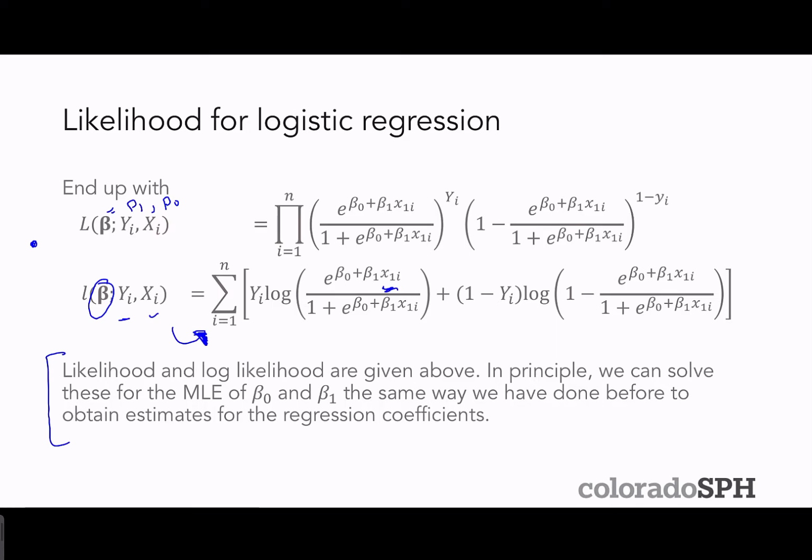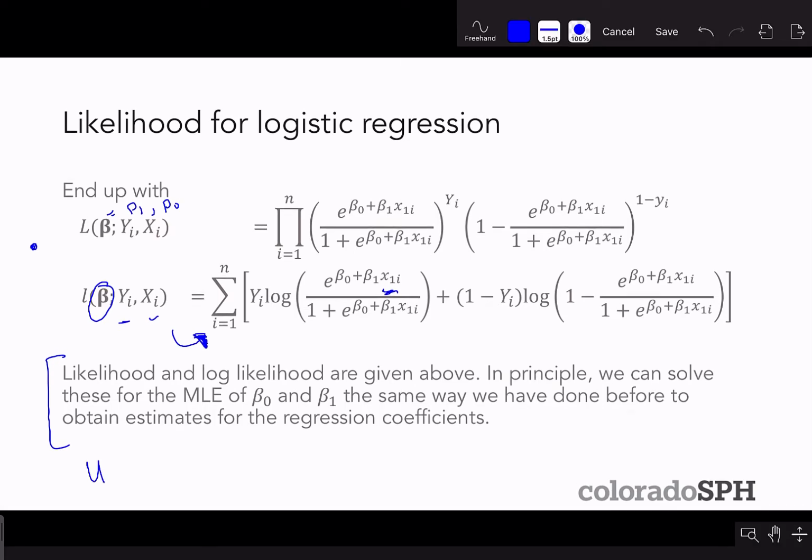And as a refresher, we did that by getting the score function. Let's say we want to get the estimate for beta 0, and that's the derivative of the log likelihood with respect to beta 0. And then we set that equal to 0 and solve for beta 0. And so I have that written out here in this next slide.